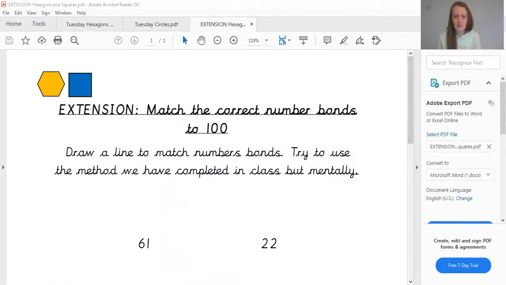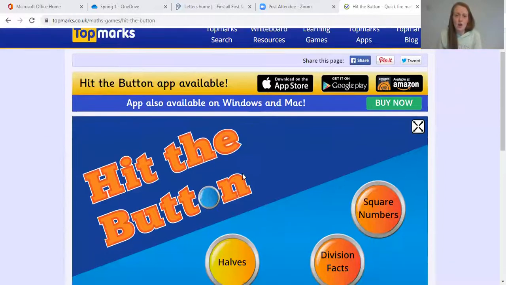Circles, if I can just get it up here, your extension, let me just get it up. It is Hit the Button. So you can just put this into Google. Oh no, it's not that one, sorry. Sorry children, I just didn't get the right link there. So it's through Top Marks there, and you go on to Hit the Button.